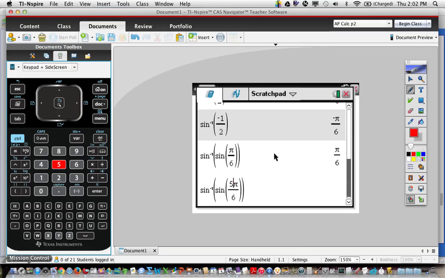Wait, go back to this. What's the sine of pi over 6? 1/2. What's the arcsine of 1/2? Pi over 6. We just got to talk about that. What's the sine of 5 pi over 6? 1/2. What's the arcsine of 1/2? Pi over 6, not 5 pi over 6.